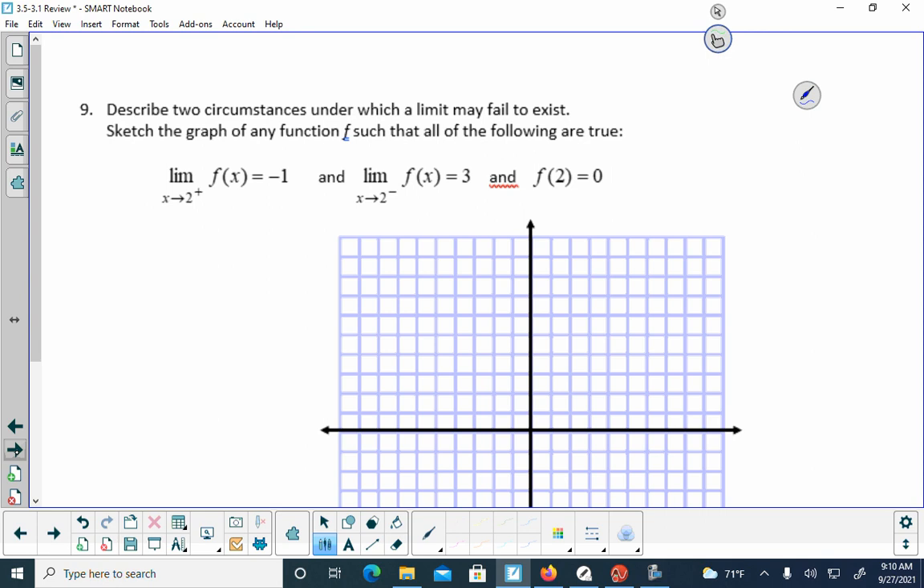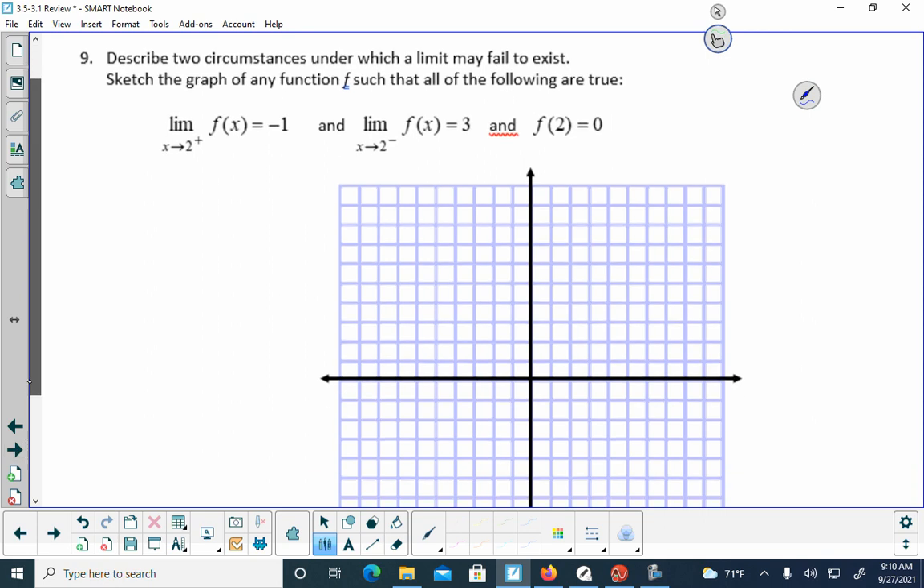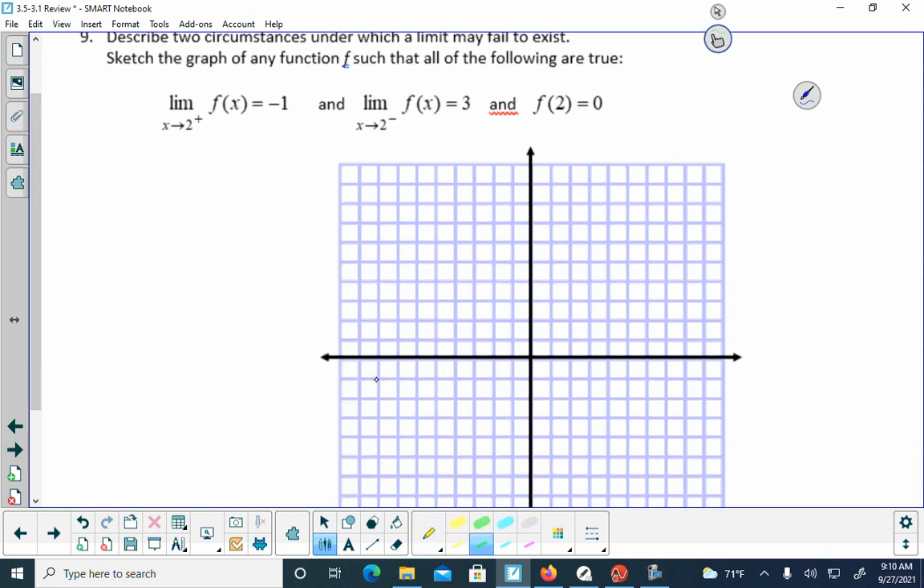So this one is saying the limit as x approaches 2 from the right is negative 1. So here's 2. I'm going to just put that in here because everything seems to be happening at 2. As I'm approaching from the right, my limit is negative 1. I'm just going to put a little dot there, and it can do whatever over here. It doesn't matter. As f of x approaches 2 from the left, it's positive 3. So it's here. And f of 2 is equal to 0. So this is going to be an open circle. This will be an open circle.